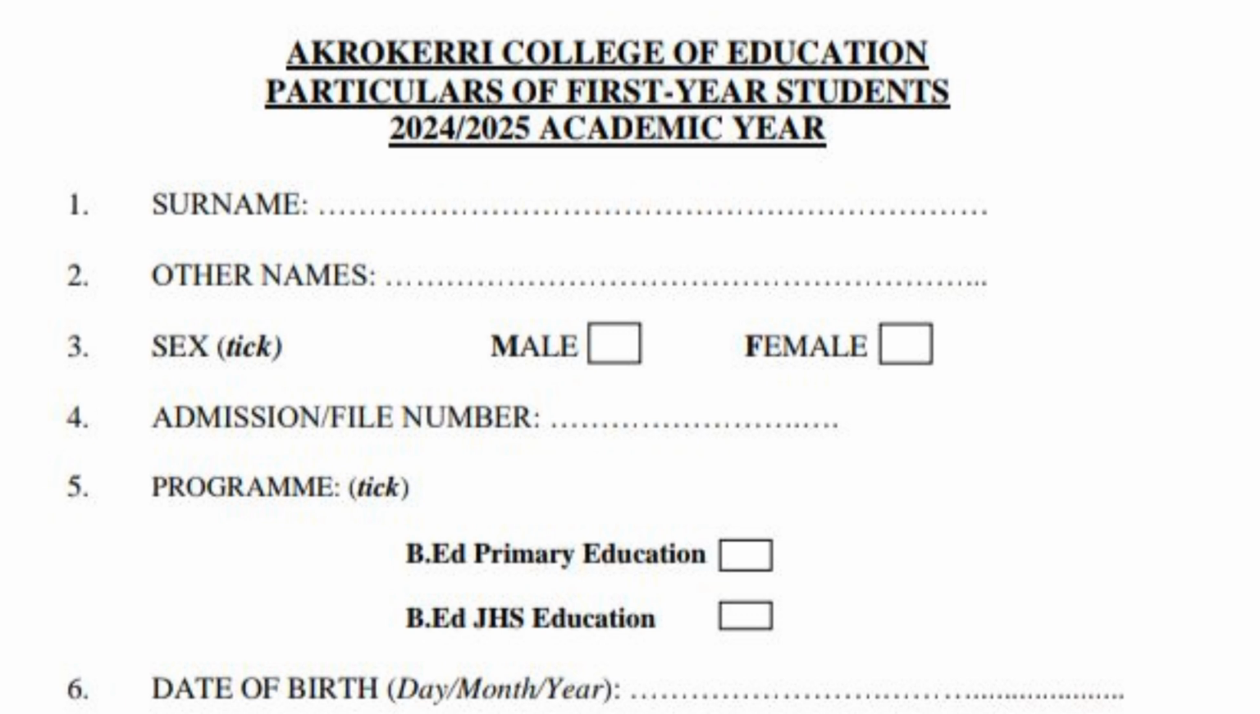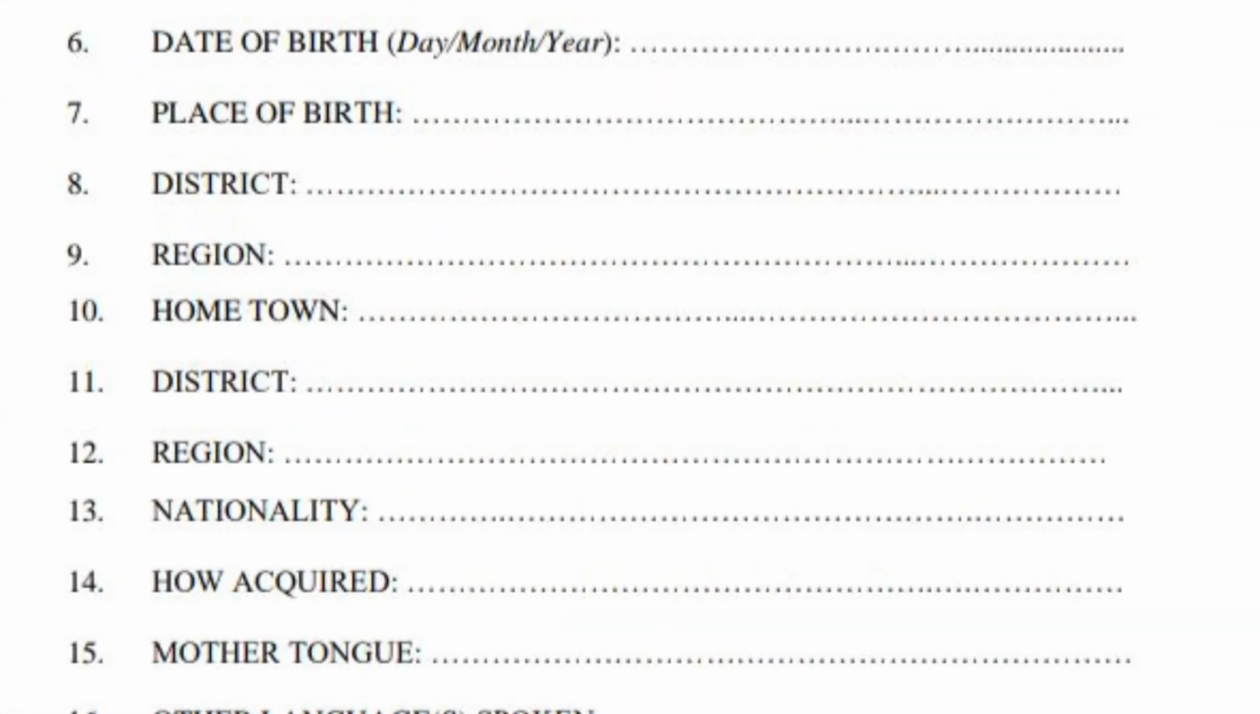The next part is your particulars. So your surname, I've already explained your surname, and then your other names. So you input them respectively. Now you tick whether you're male or female, and then you quote your admission number once again. You tick the program as to whether you were offered B.Ed Primary or JHS.